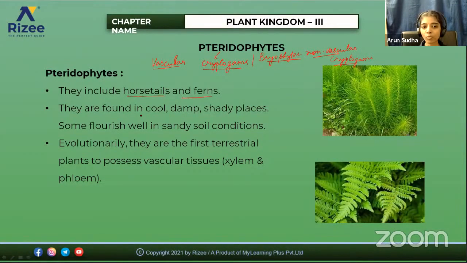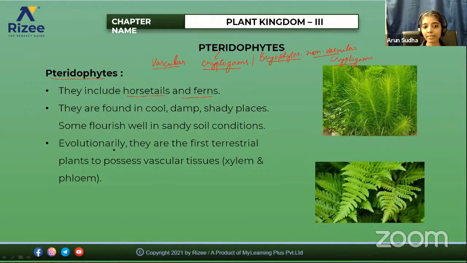They are found in cool, damp, shady places, and some flourish well in sandy soil conditions, where they need water for fertilization. So their presence is restricted only to some geographical areas. They will not be seen everywhere. You know the ferns, which are used as ornamental plants everywhere, come under the category of pteridophytes.